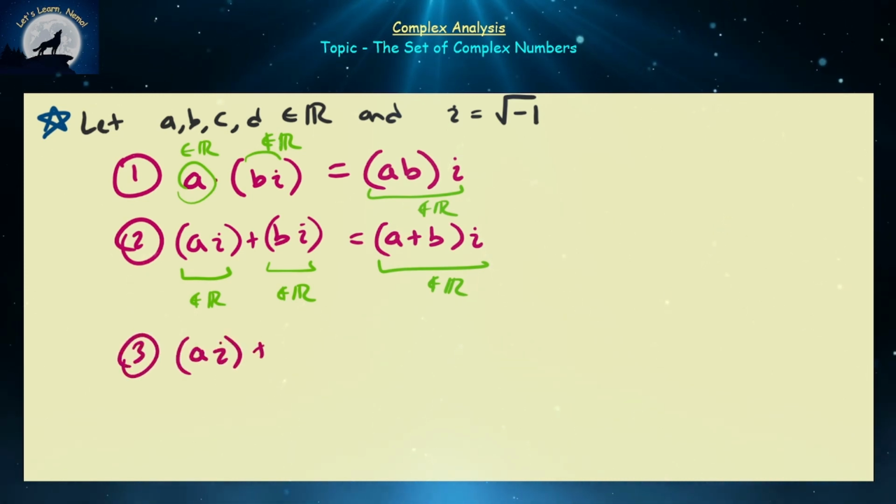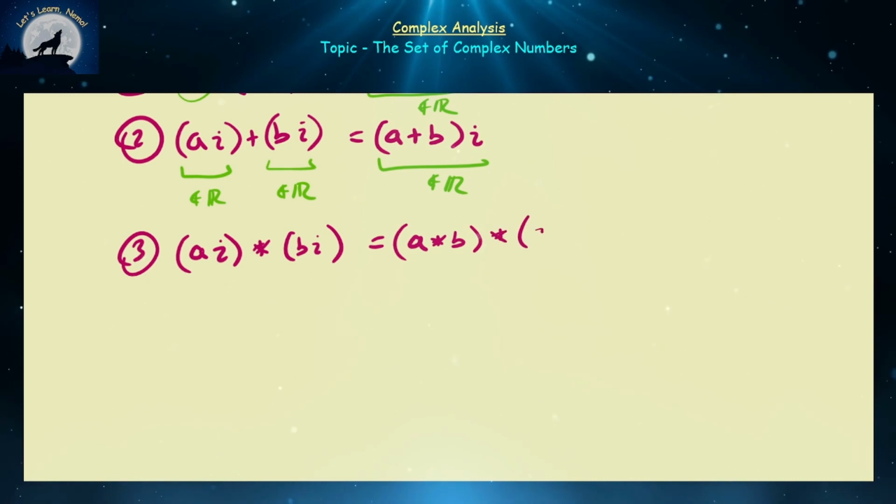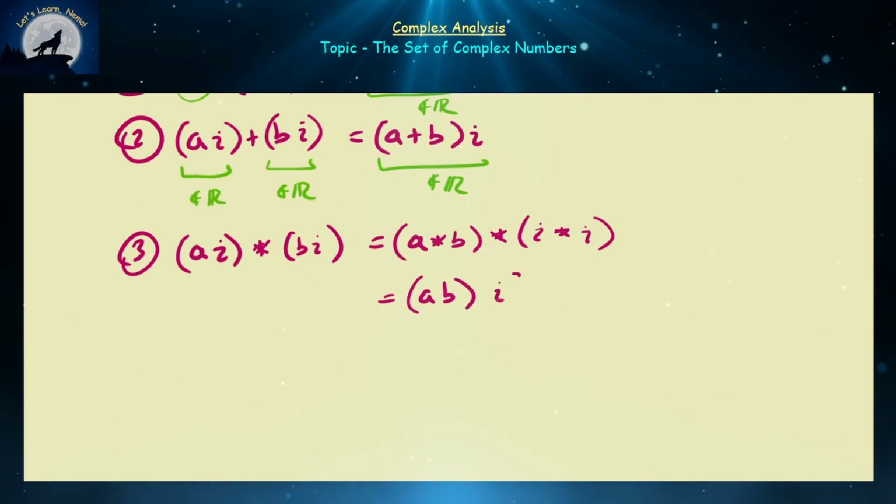If we have ai times bi, what would be a reasonable way to define this? Maybe we would define this in a similar way to how we did with the reals. We would take these a's and b's and reassociate them, so that would be a times b, and then we would multiply that by i times i. So when we do that, what do we get? We have ab multiplied by i squared, and i squared we already know is going to be negative 1. So that would just be equal to the opposite of the product ab.